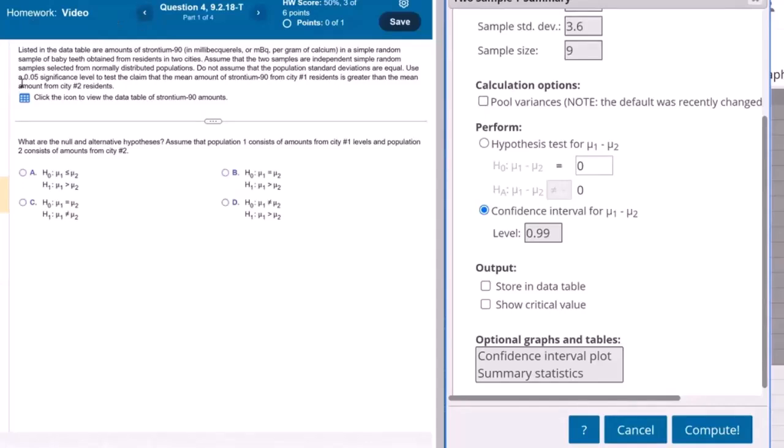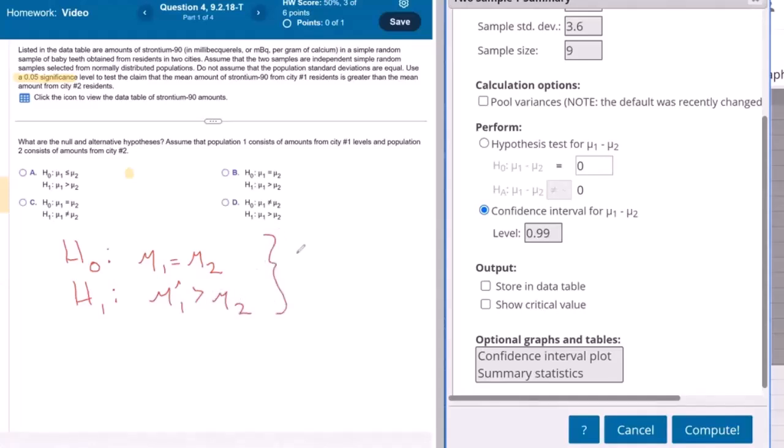Use a 0.05 significance level to test the claim that the mean amount of strontium-90 from city number 1 residents is greater than the mean amount from city number 2 residents. We have H0: mu1 is equal to mu2. And our alternate hypothesis, the claim, is that the mean amount from city 1 is greater than the mean amount from city 2. Mu1 is greater than mu2.